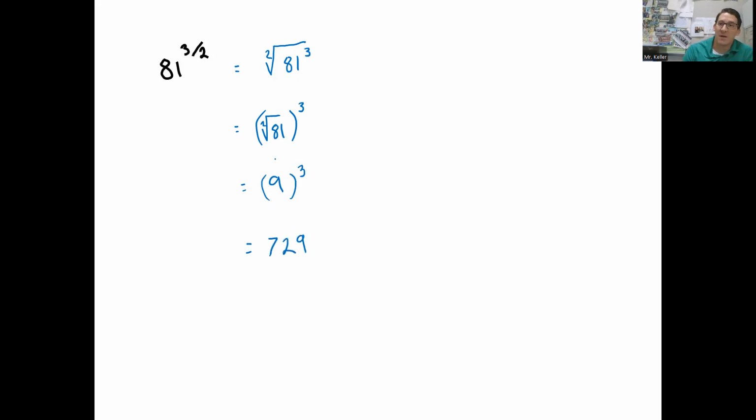You can use a calculator to help you out with that. But yes, sometimes it's going to be easier to do the root first. Sometimes it won't make a difference. Usually you're probably going to want to do the root first so you're not dealing with huge numbers. But if you're using a calculator, I guess it doesn't really matter either way.